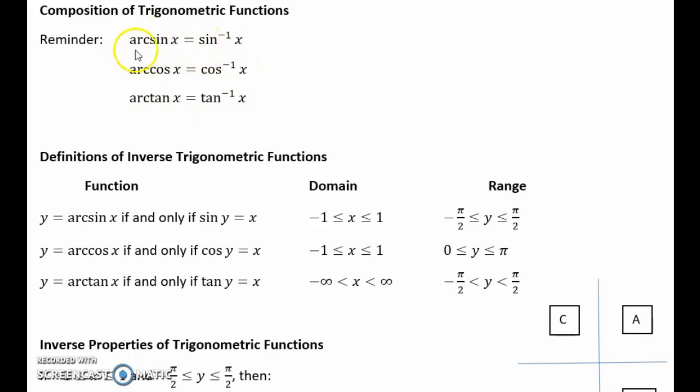It really doesn't matter, just so you know. When we say arc sine, these two are the same thing. All right, with that taken care of, we also need to briefly recap our definitions.